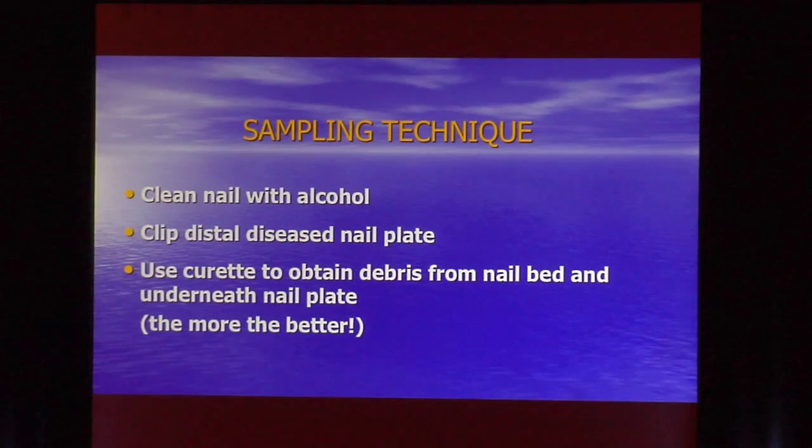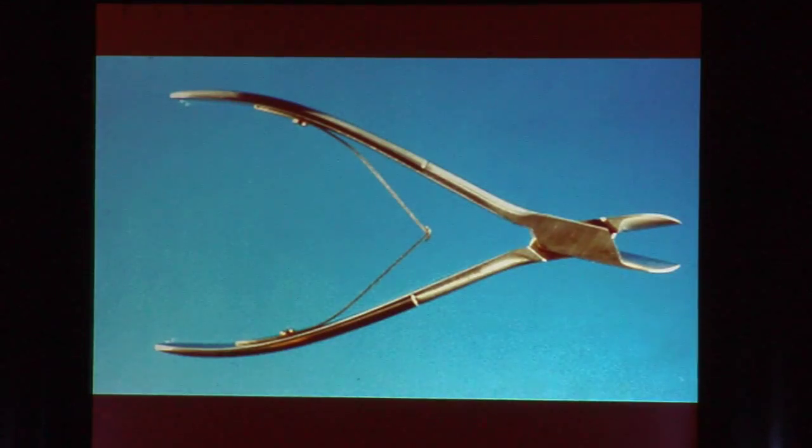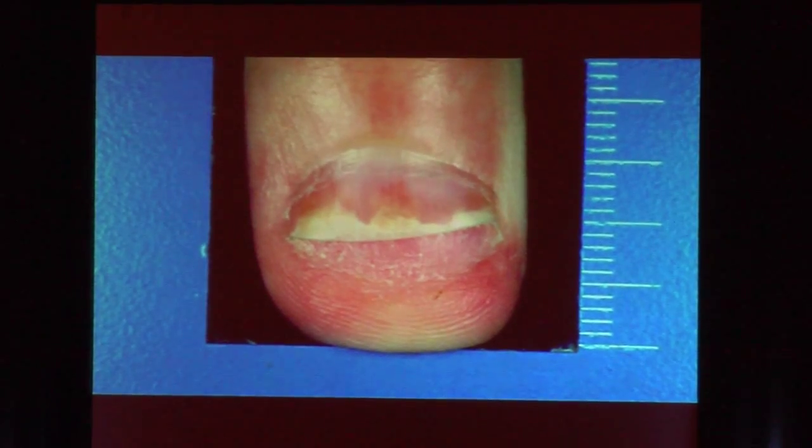And then you clip the diseased distal part of the nail plate and use a curette to remove the debris from the nail bed. This is the instrument I use to clip the nail. These are our nail nippers, dual action nail nippers. They're well worth an investment. They're easy to use, even for the thickest of nails. Because of their dual action, you can clip very easily and get your nail specimen. And after you clip the nail off, you will expose the nail bed, and then you can obtain debris, if any, from under the nail bed. And to obtain the debris, I use a small little curette.